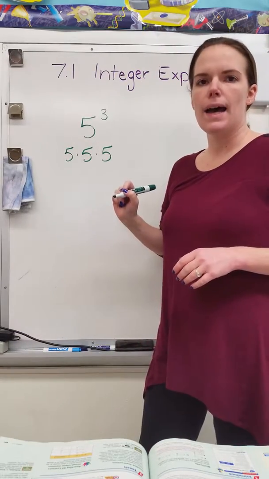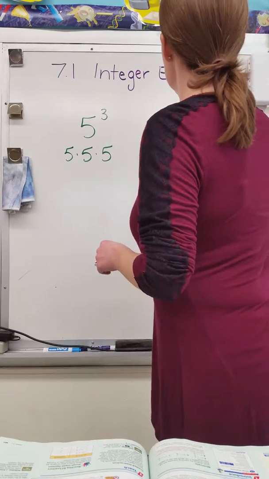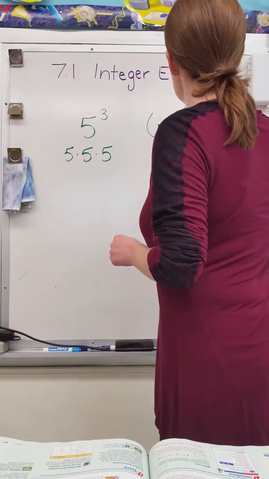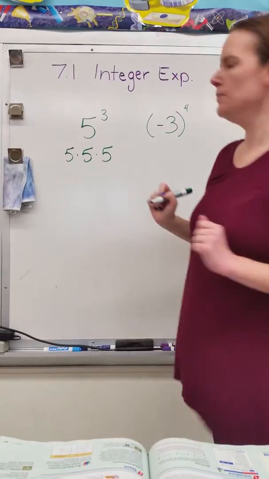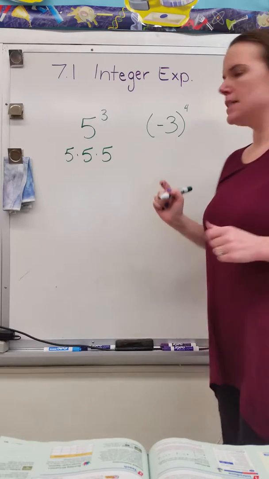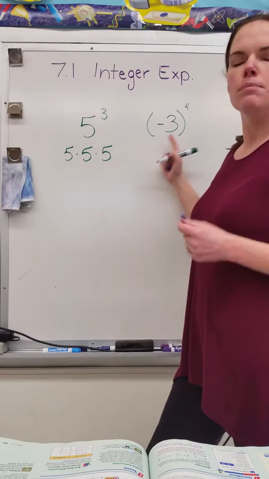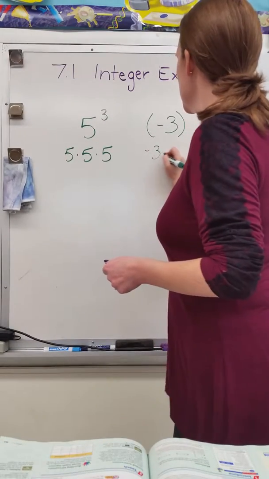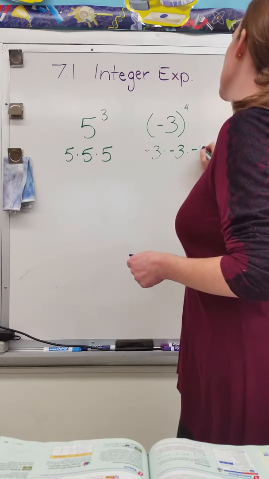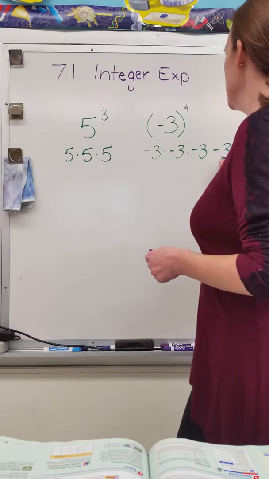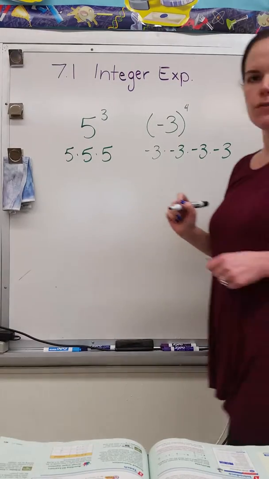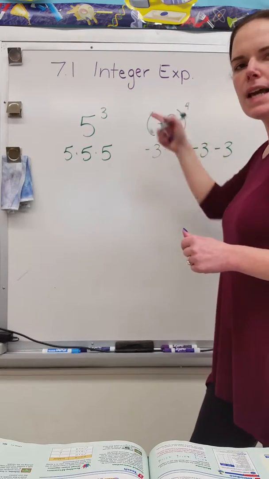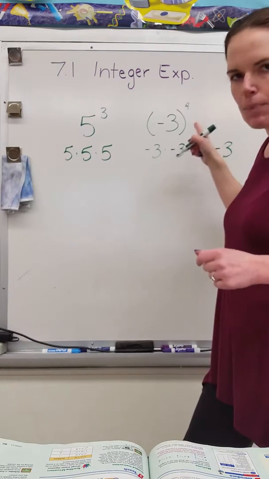And if you had -3 to the fourth power, what this says to do is take the number -3 and multiply it by itself 4 times. So you would take -3 times -3 times -3 times -3. You have to be careful when you have -3. When it's in parentheses like this, -3 is your base.